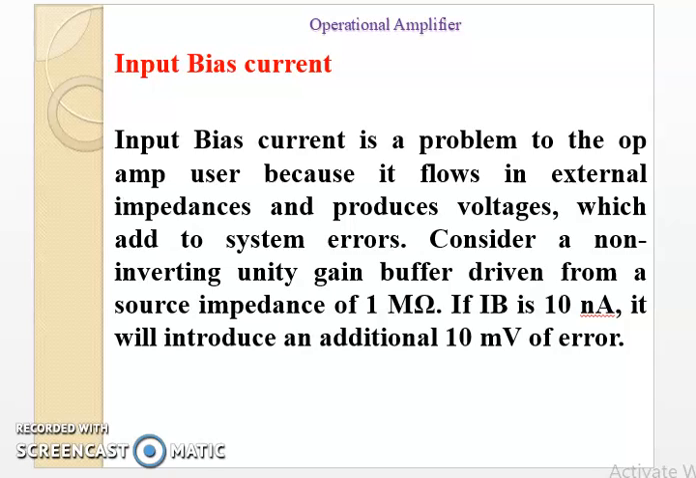Now, input bias current. Input bias current is a problem to the op-amp user because it flows in external impedance and produces voltages, which add to system errors. Consider a non-inverting unity gain buffer driven from a source impedance of 1 mega ohm. If IB is 10 nA, it will introduce an additional 10 mV of error.